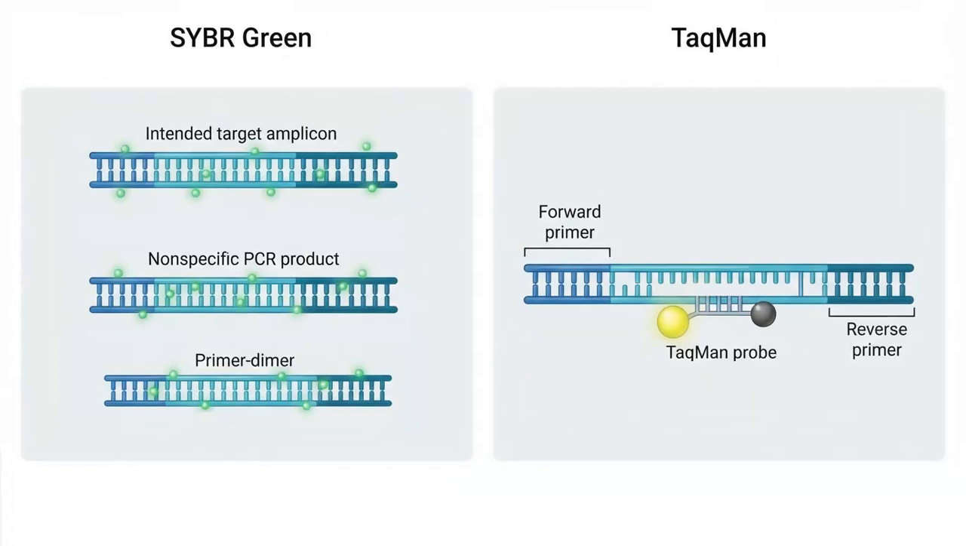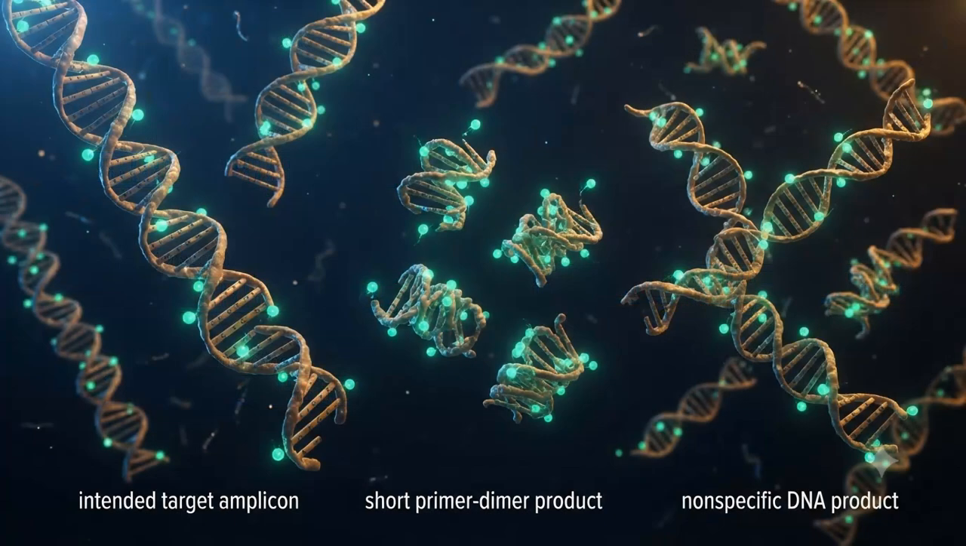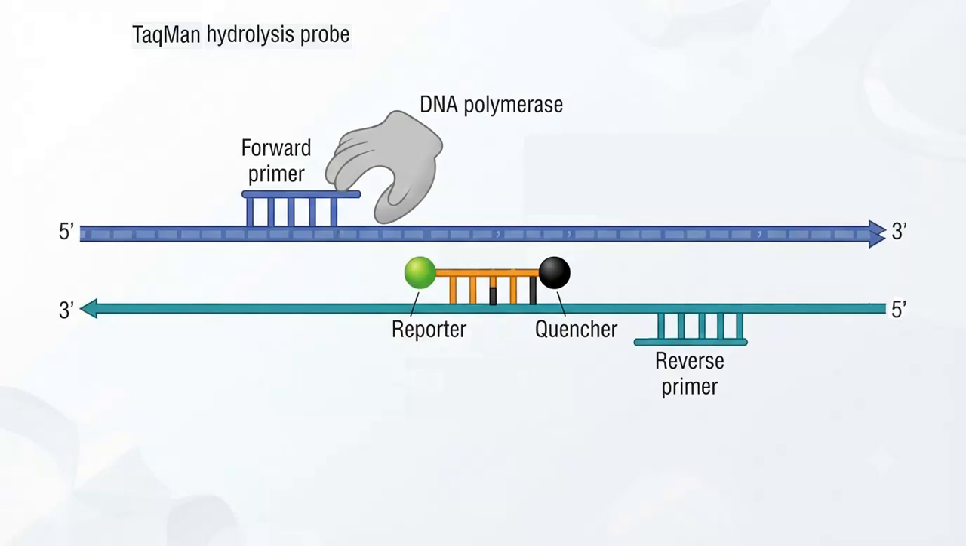Simple, fast, and inexpensive. The limitation is specificity. SYBR Green doesn't distinguish between your intended amplicon, primer dimers, or non-specific PCR products. If double-stranded DNA is present, SYBR Green fluoresces, whether that DNA is correct or not. TaqMan assays solve this problem differently. Instead of detecting every DNA molecule, they detect one specific sequence inside the amplicon. That's the role of the probe.